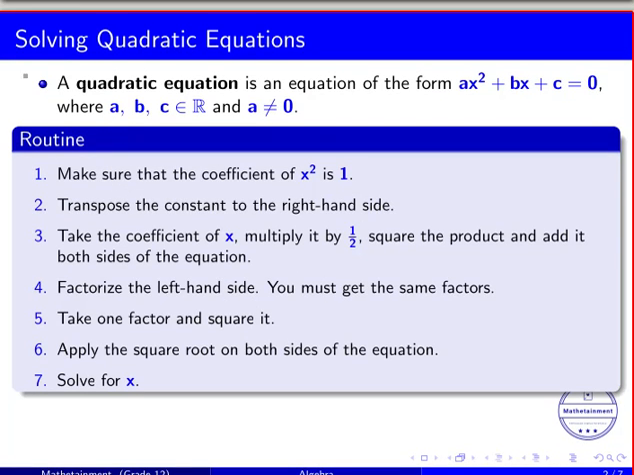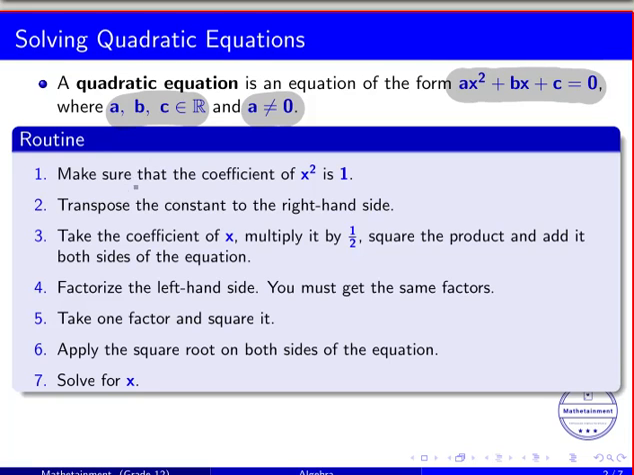So, without any waste of time, let me again define what a quadratic equation is. We define a quadratic equation as an equation of the form ax squared plus bx plus c equal to 0, where a, b, and c are all real numbers, and the requirement is that a must be different from 0 in order to make sure that we have a quadratic equation. Otherwise, we would have a linear equation if a is equal to 0. Now, let me give you a special routine on how to solve a quadratic equation using completing the square.